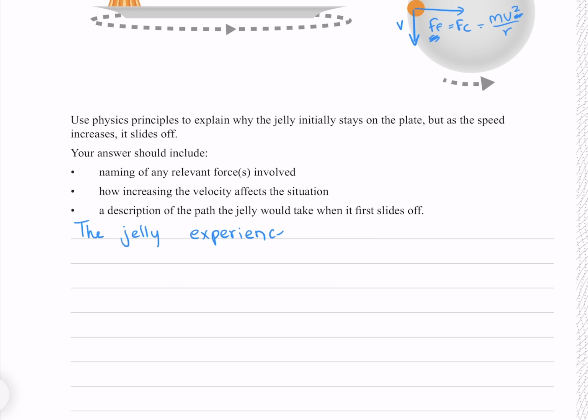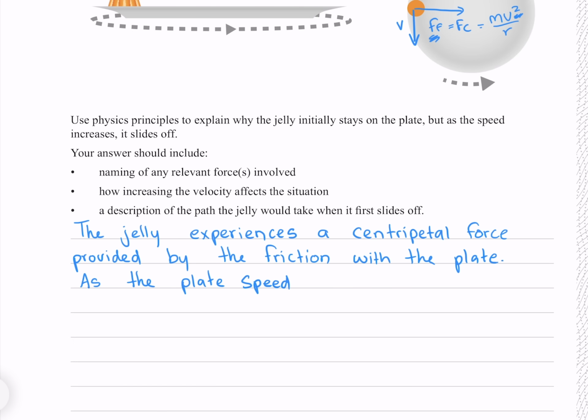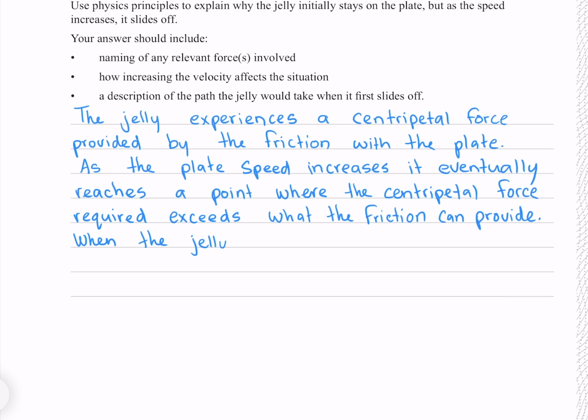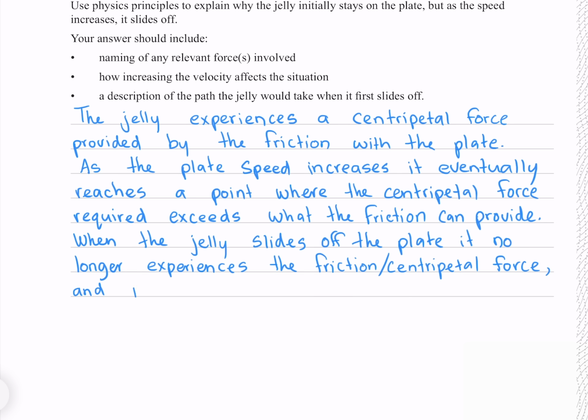The jelly experiences a centripetal force provided by the friction with the plate. As the plate speed increases, it eventually reaches a point where the centripetal force required exceeds what the friction can provide. When the jelly slides off the plate, it no longer experiences the friction centripetal force and moves in the direction of its tangential velocity. And we're done.